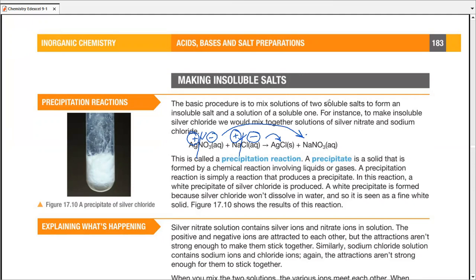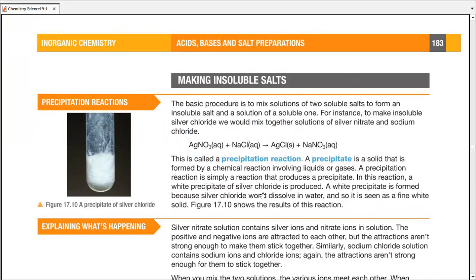Precipitations are really easy. The first half of the first salt combines with the second half of the second salt, or vice versa. The first half of the second salt combines with the second half of the first salt, and that's how we're going to get one insoluble and one soluble salt. It would happen every time the same.